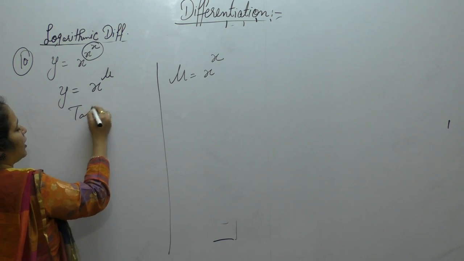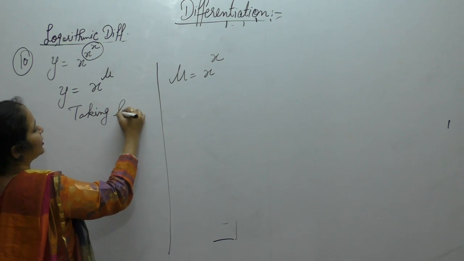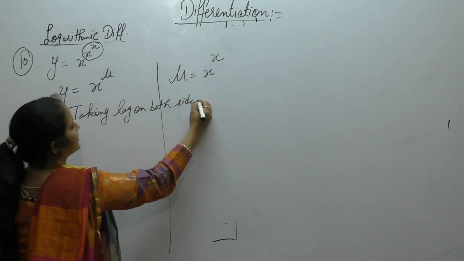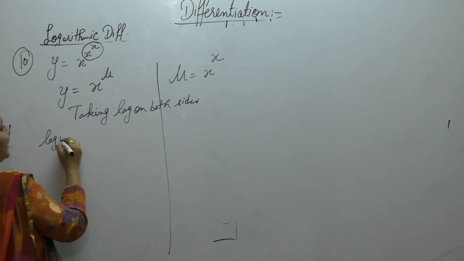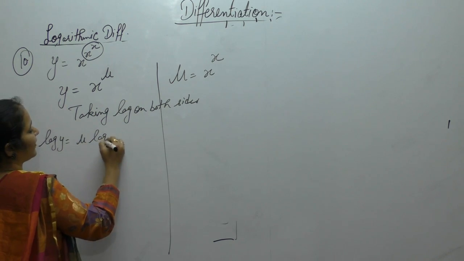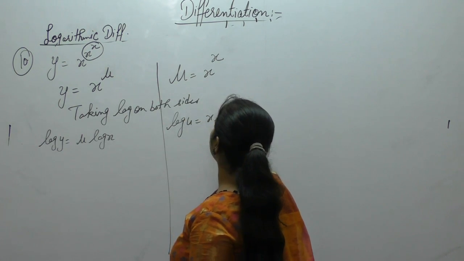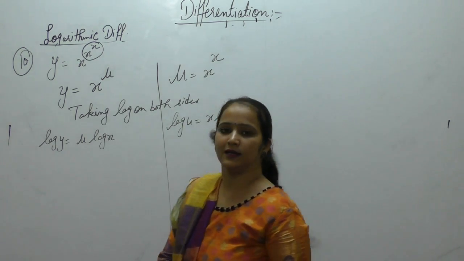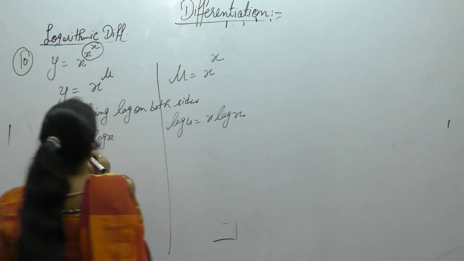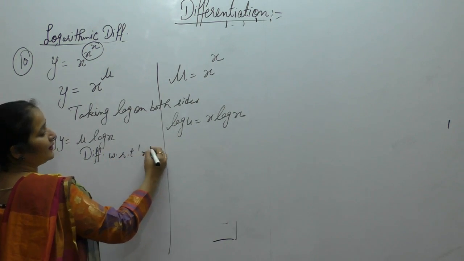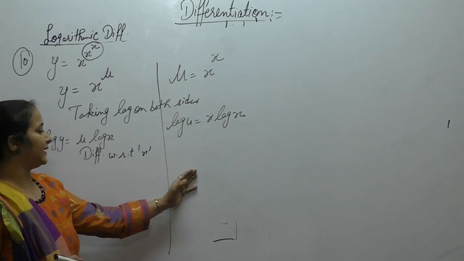Now taking log on both sides in both the cases. क्या मिला हमें? log of y is u log of x, और इस साइड क्या मिला हमें? log of u is x log of x. यही मिला. Now differentiate with respect to x. दोनों केसेस में दोनों को हम अलग अलग सॉल्व करेंगे.